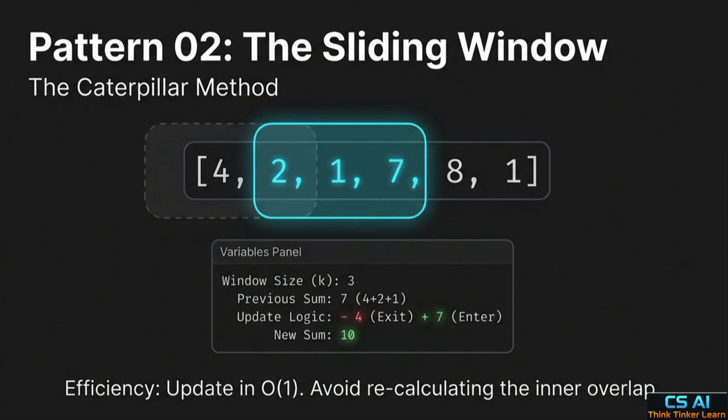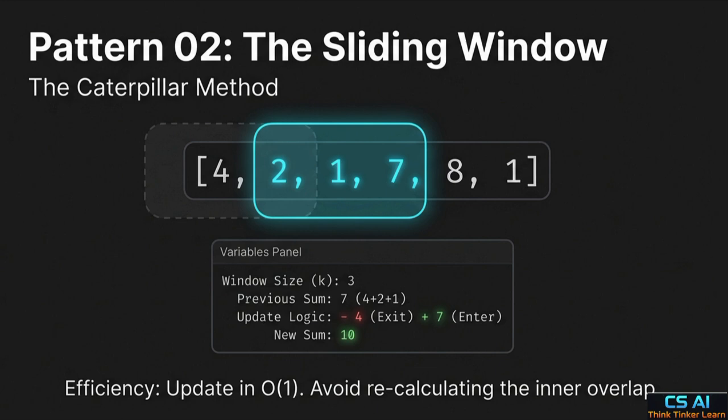The second pattern is the sliding window, which we often call the caterpillar method. This is the go-to strategy for problems involving subarrays or contiguous sequences. Instead of recalculating the sum or the specific property of every possible window from scratch, we maintain a running state. Look at the array where a window of size 3 currently covers the values 2, 1, and 7, for a sum of 10. As the window slides to the right, we do not need to add all three numbers again. We simply perform a constant time update.